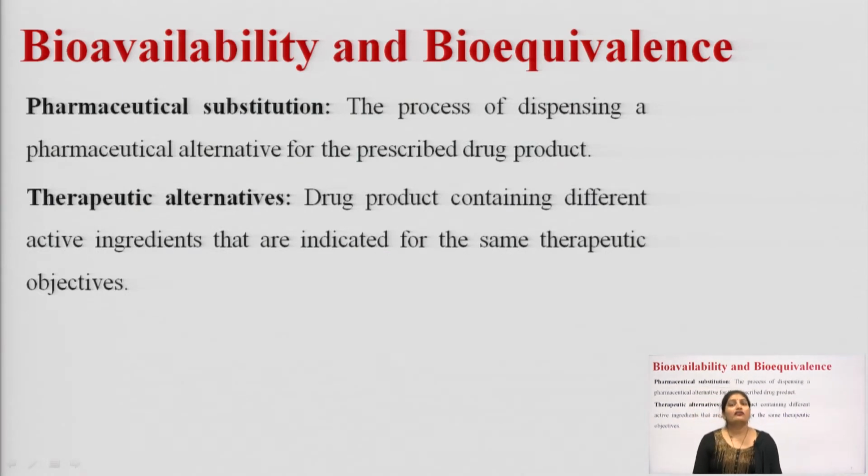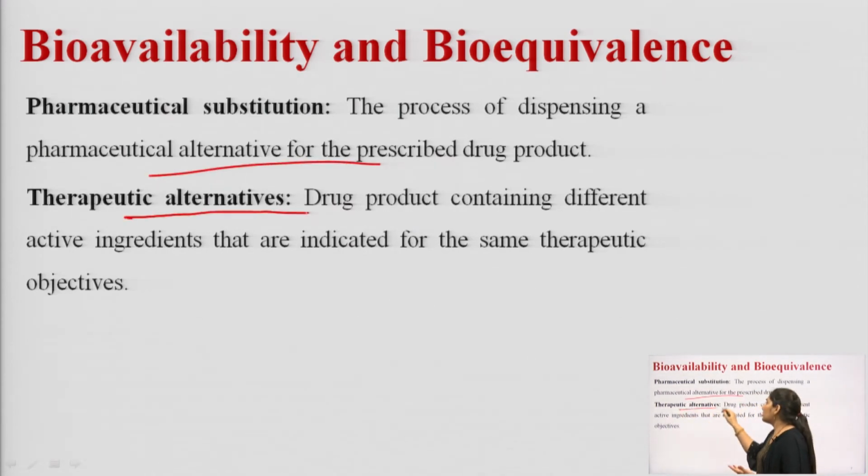Next term is the pharmaceutical substitution. Now, what is pharmaceutical substitution? It is a process of dispensing a pharmaceutical alternative for the prescribed drug product. Okay, meaning whatever the doctor has prescribed, another pharmaceutical alternative is dispensed in place of the prescribed drug product, then it will be called the pharmaceutical substitution.